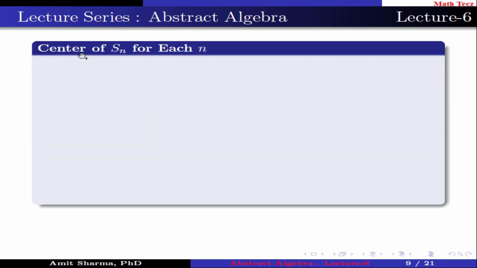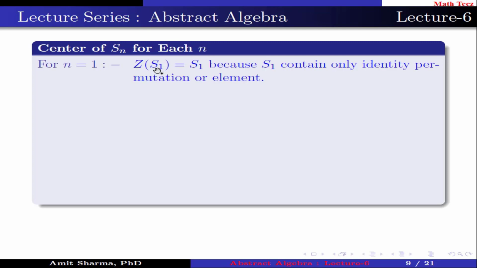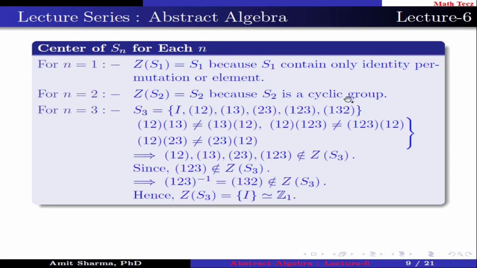Next is the center of Sn for each n. For n equal to 1, the center of S1 is equal to S1, because S1 contains only the identity permutation or element. For n equal to 2, the center of S2 is equal to S2, because S2 is a cyclic group.